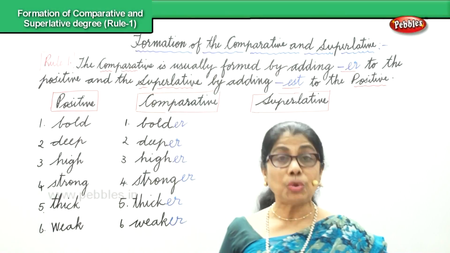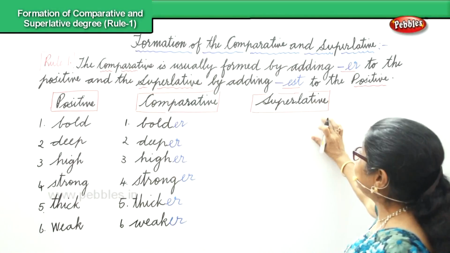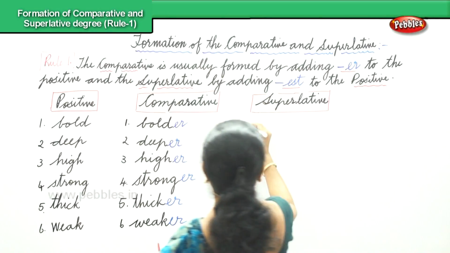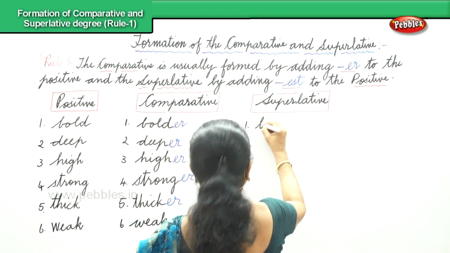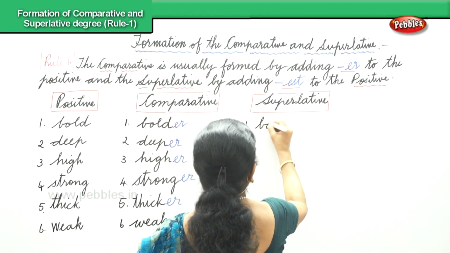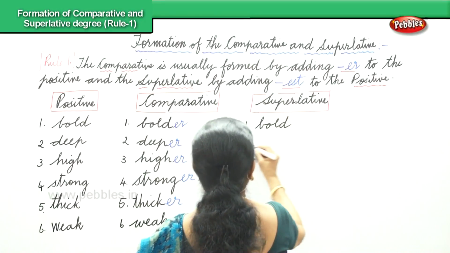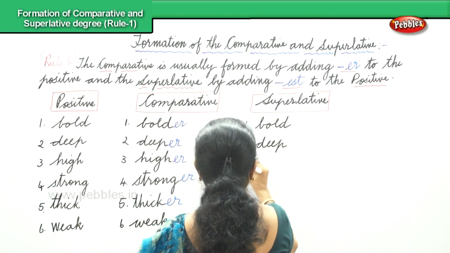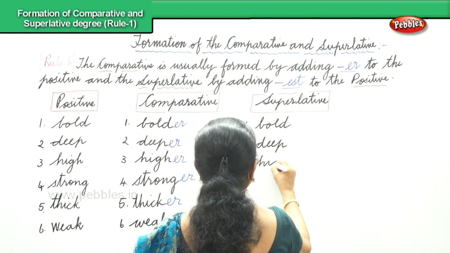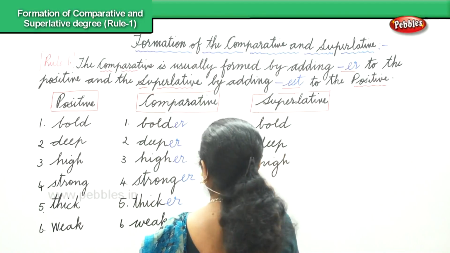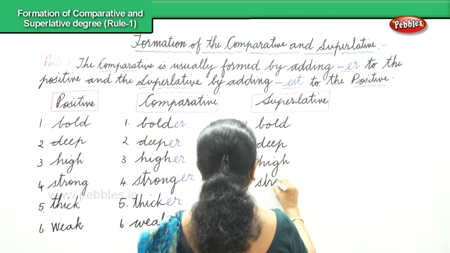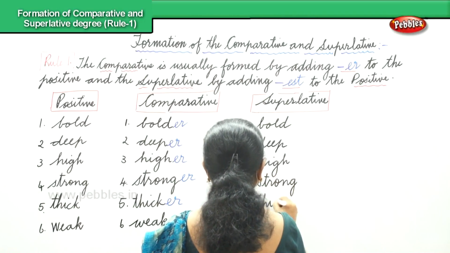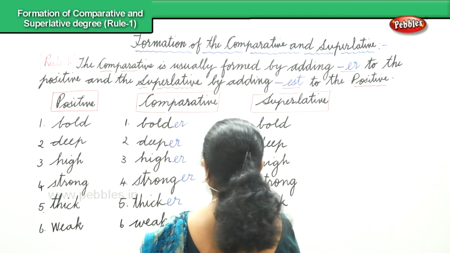Now, take a look at the superlative. Here, we are adding est to the positive to form the superlative degree. So, the first one, we have bold, deep, high. Fourth one, strong, thick, and finally, weak.